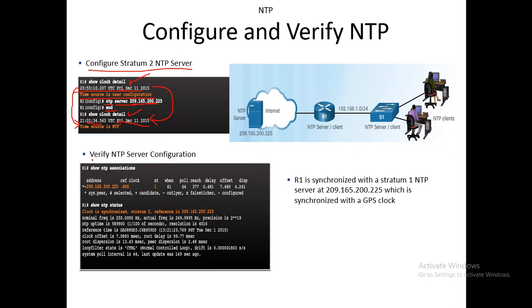Similarly, if you want to verify the status of this NTP configuration, you can use this command, show ntp associations. It will show you the reference IP address, that is, from where it has taken the time, the stratum level, the when, the poll. These are different parameters: delay, offset, dispersion. These are different parameters that you can see using this associations command.